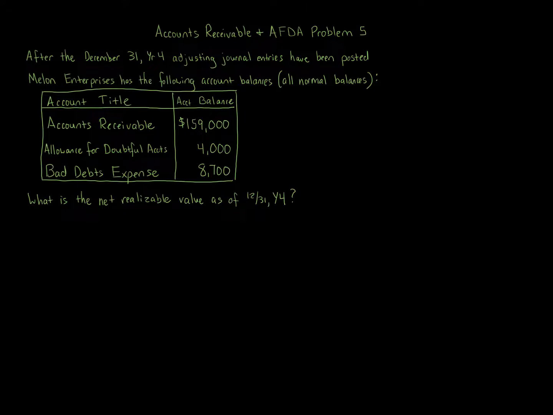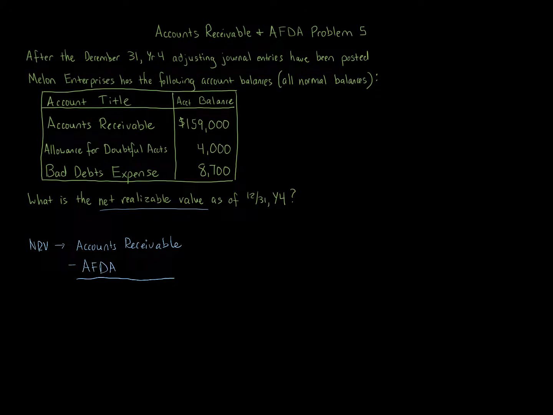Accounts Receivable, AFDA, difficult topics. We're going to make this a lot simpler for you, though. We're asked, what is the net realizable value as of December 31st, Year 4? Remember what NRV is. NRV, net realizable value, is an important formula. Two things. Accounts receivable, what do we subtract from accounts receivable? Take a minute. Think about it. I'll give you an example. It's a contra asset. AFDA, the allowance for doubtful accounts.